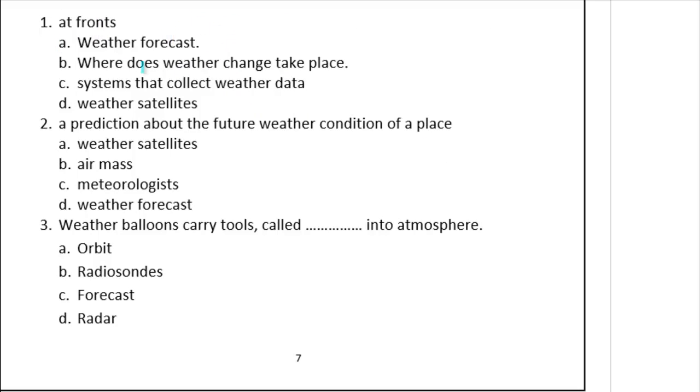Okay, after that, choose. At the front, what happened at the front? Weather forecast, where does weather change take place, or systems that collect, or weather satellite. At the front, the weather change takes place. At the front, the weather changes. A prediction about the future weather condition of a place. What's the prediction about the future? Yeah, this is called weather forecast.